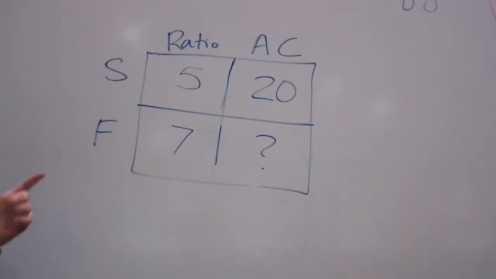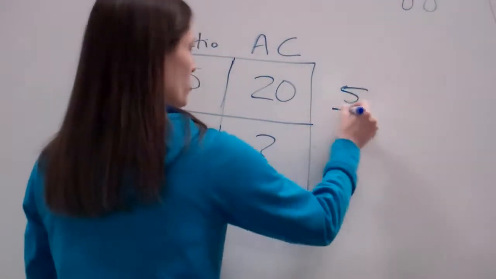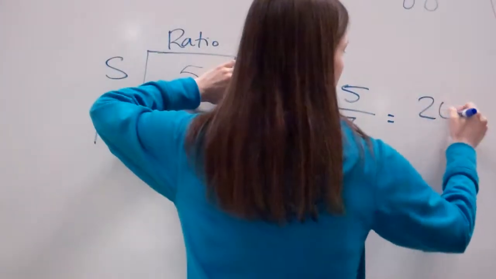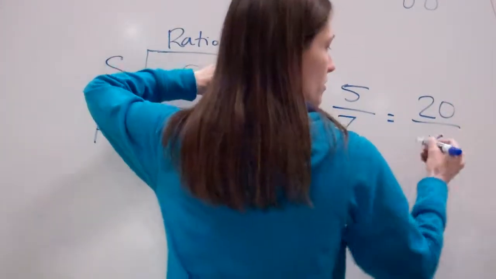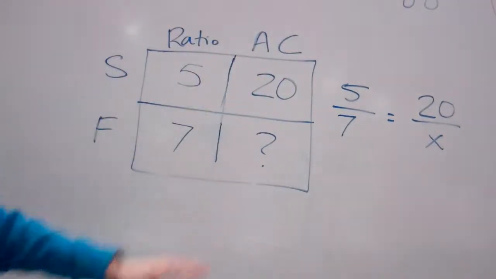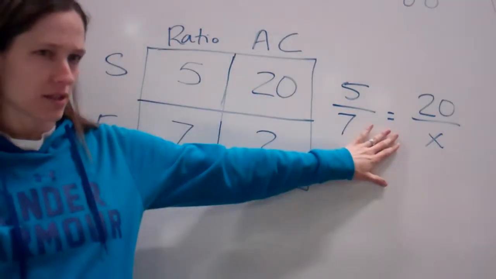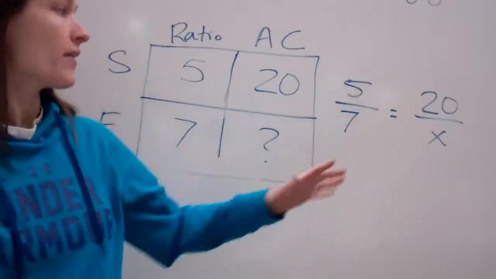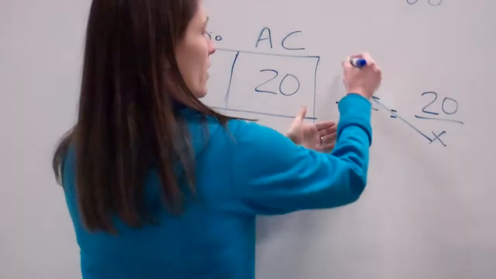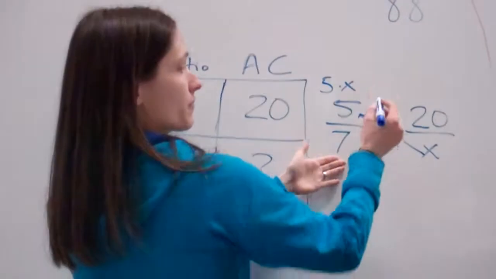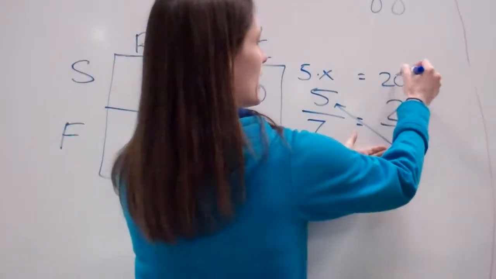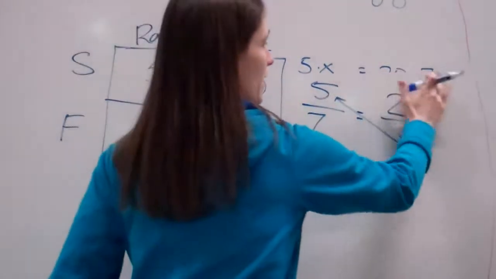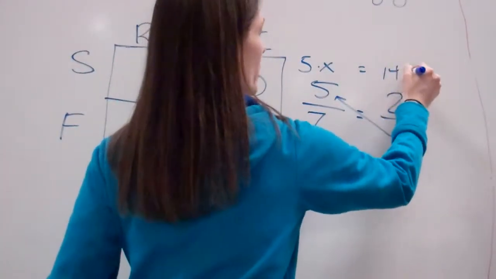If you cannot, does everybody remember us doing this? You would go 5 over 7 equals 20 over X or Z or N, whatever. Have any of y'all seen this yet? Have I taught y'all this at all? This is a proportion, okay? And you would go 5 times X equals, we just learned this last lesson, 20 times 7. Does everybody remember how to do that? Yes.